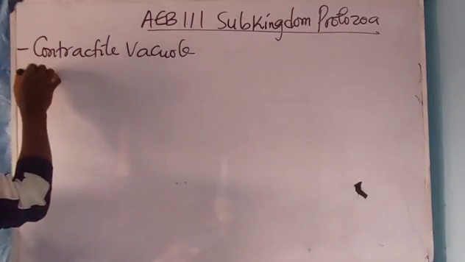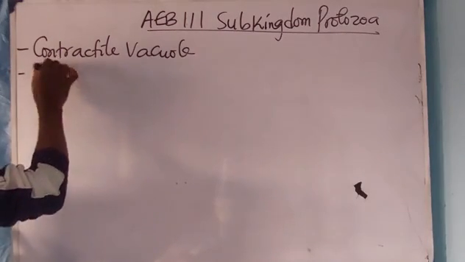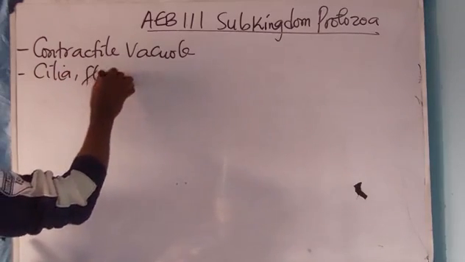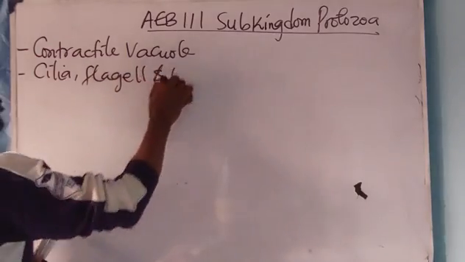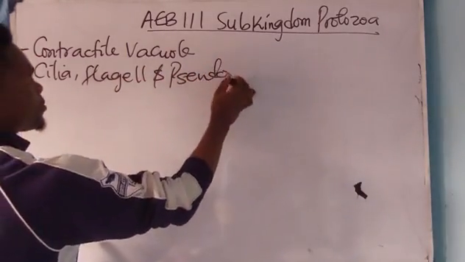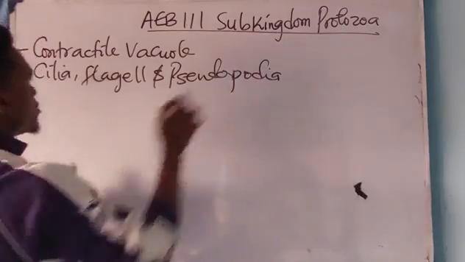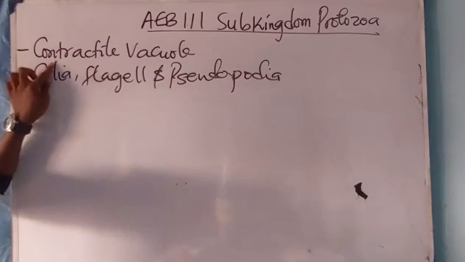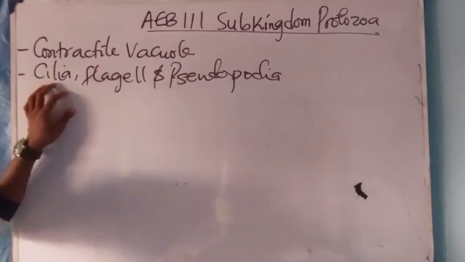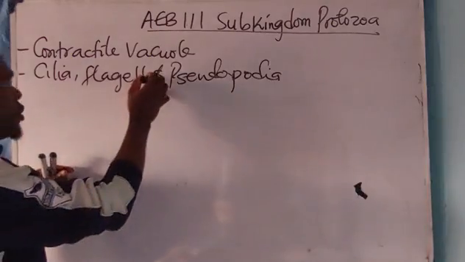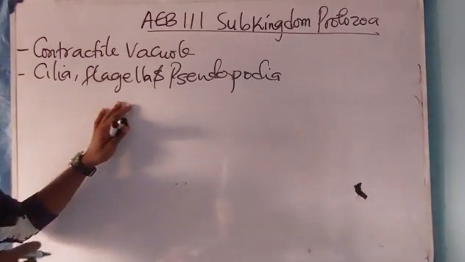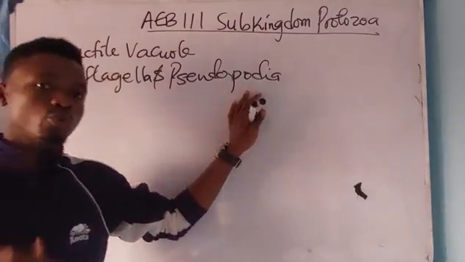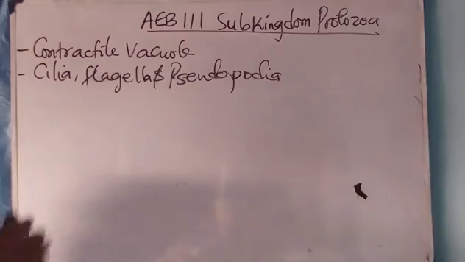And two, some have cilia, some have flagella, and some have pseudopodia. All these terms are for locomotion. Cilia is used by paramecium for locomotion. Flagella is used by euglena and chlamydomonas for locomotion and movement. Then pseudopodia is used by amoeba for locomotion. They have locomotory organs.